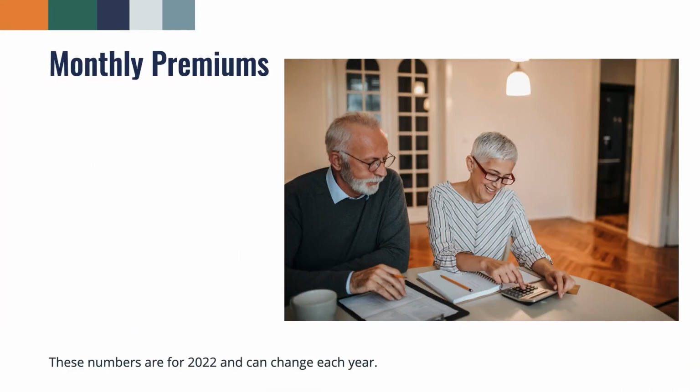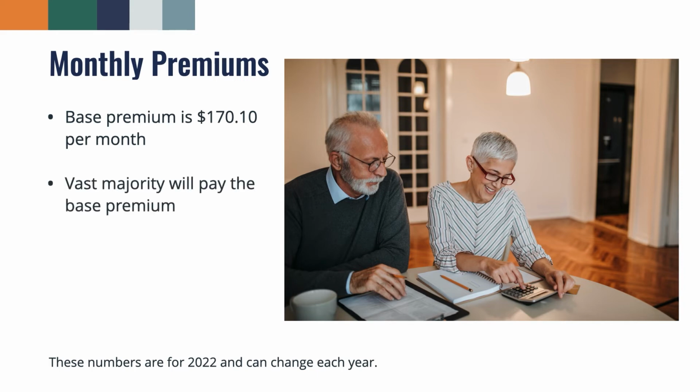But you'll need to understand Part A and Part B in order to determine if and which of these plans best meet your needs. Finally, when you enroll in Part B of Medicare, you will have to pay a monthly premium. For 2022, the base premium is $170.10 per month. The vast majority of people enrolled in Part B will pay the base premium.